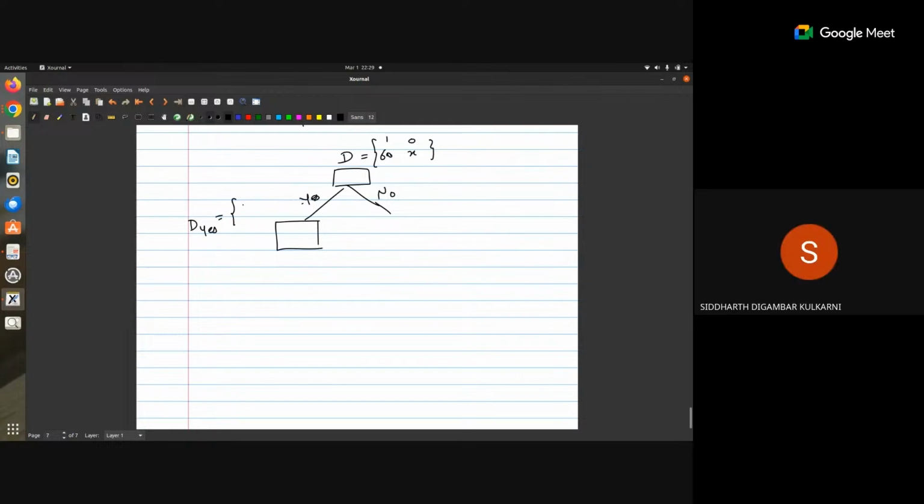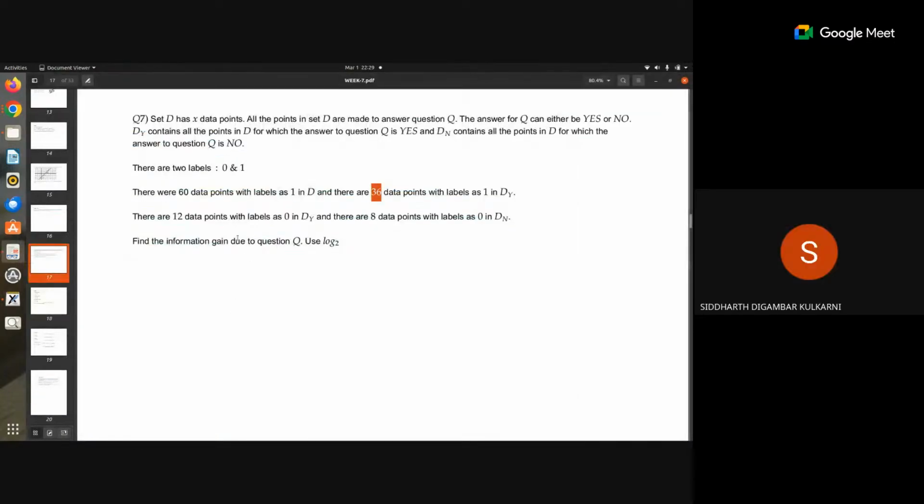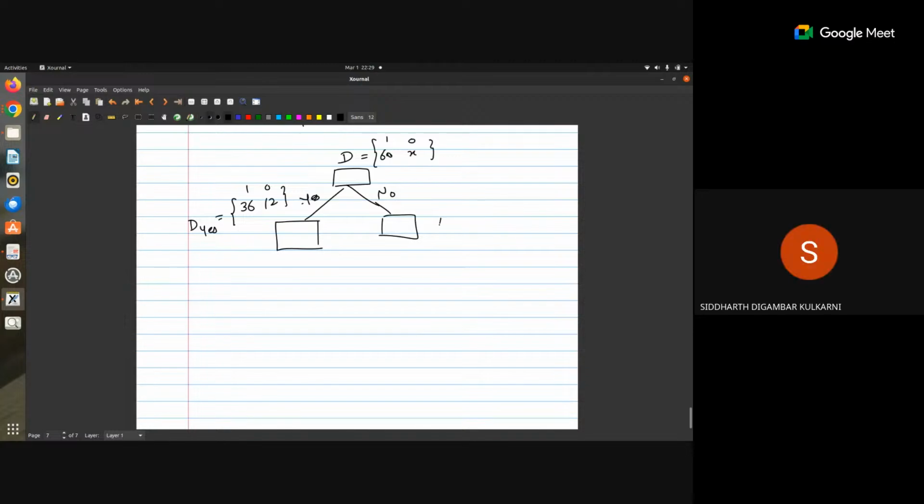36 is 1 and 12 is 0, for the yes branch. And for the no branch, 24 will be 1 and 8 will be 0, because the addition of these should be equal to 60. So the total zeros in the data set are 12 plus 8, that is 20.